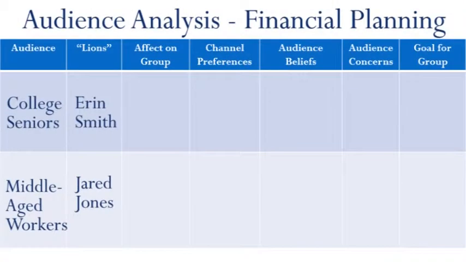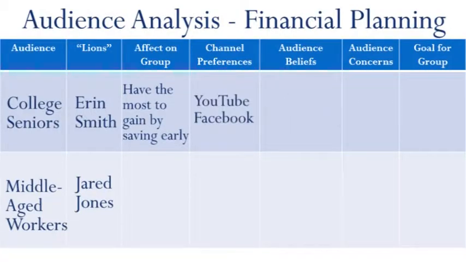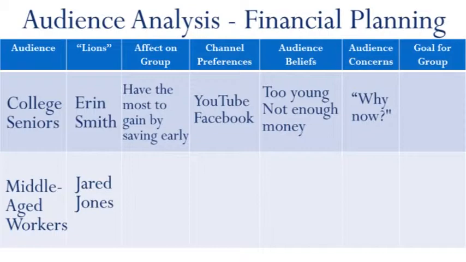So as I continue with my example, I see the college seniors. Clearly, they have the most to gain by starting to save early. The channel preferences: YouTube or Facebook. But what do they believe? They think, I'm too young to start saving at this point. Or I don't have enough money, $10, $5 a week. What kind of difference is that going to make? A concern: why is this important to me now?